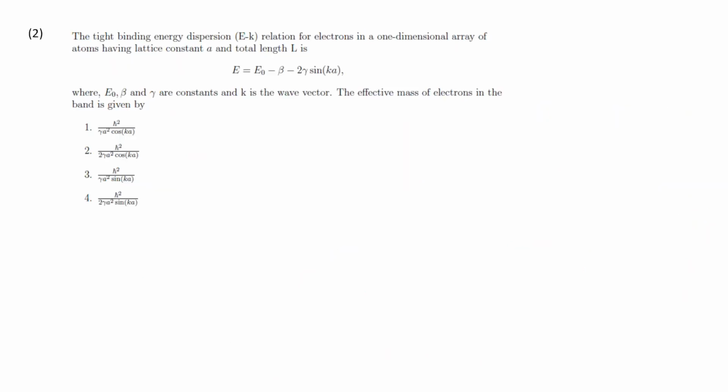Now let's go to the next question. Here it is asking, the tight binding dispersion relation has been given. So this is the tight binding dispersion relation for electrons in a one-dimensional array, and it has a lattice constant of a and total length is L. Okay, and this E naught, beta, and gamma are constants. So this is a constant, this is a constant, and this is a constant. And k is the wave vector.